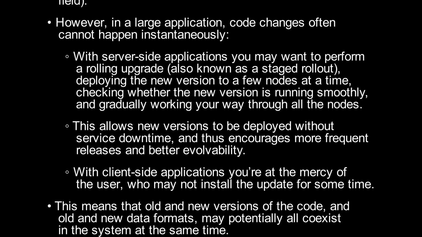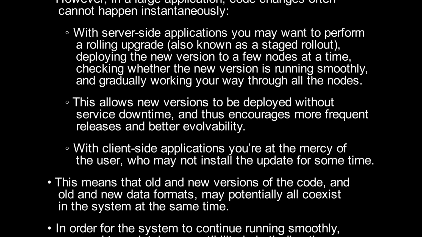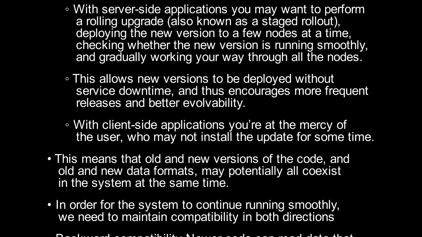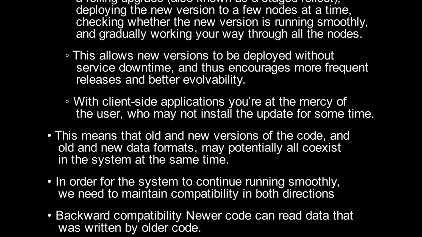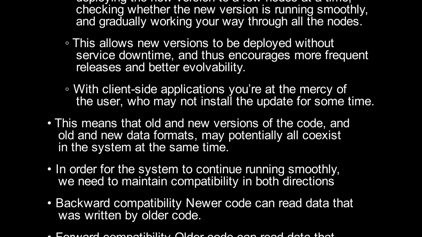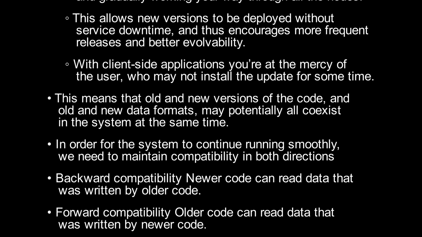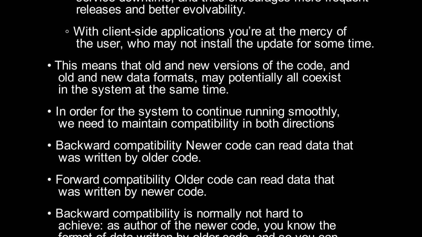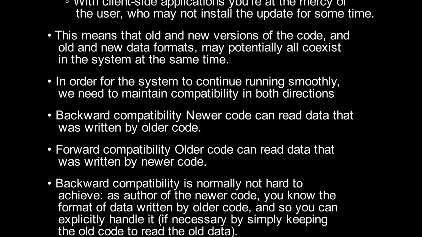With client-side applications, you're at the mercy of the user, who may not install the update for some time. This means that old and new versions of the code, and old and new data formats, may potentially all coexist in the system at the same time. In order for the system to continue running smoothly, we need to maintain compatibility in both directions. Backward compatibility: newer code can read data that was written by older code. Forward compatibility: older code can read data that was written by newer code.